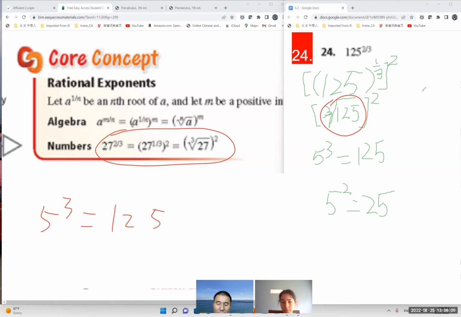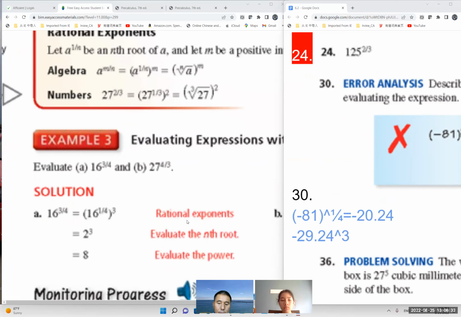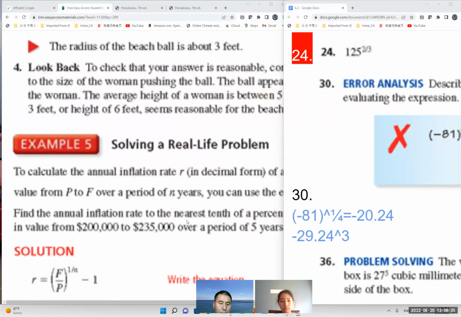Okay, then what's the reason that you cannot get this done? You see, we just go back to here, to the core concept, to an example, right? Okay, yeah, please screenshot. Okay. Problem 30, okay.